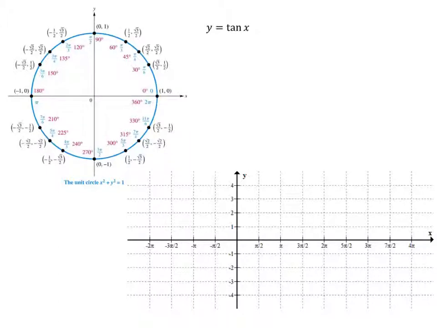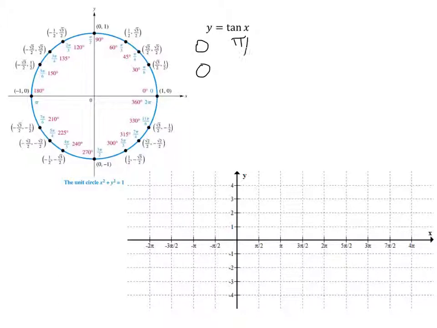When we get to secant and cosecant, because they are related to sine and cosine graphs, you will be expected to understand how those change with the transformations. To start with the graph of tangent, let's take a look at what happens to tangent over the course of the unit circle. So at 0 radians, tangent, remember, is y over x, so it's 0.